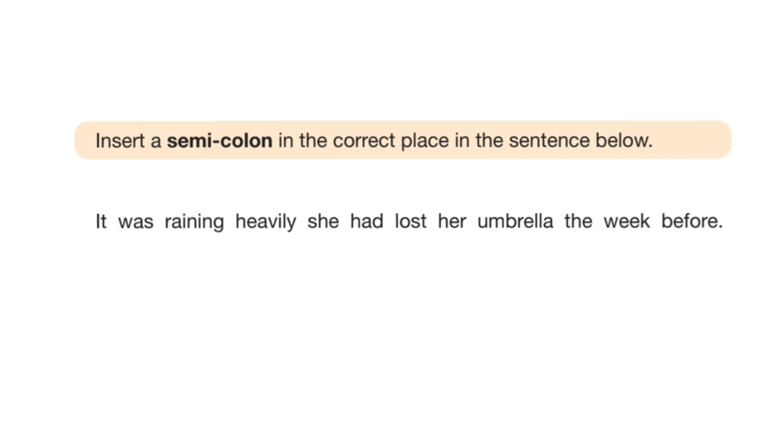And for the last one, why don't you look at this one? Pause it and have a go. Okay, so this sentence: it was raining heavily, she had lost her umbrella the week before. You should have put it after heavily. So, it was raining heavily, makes sense on its own. She had lost her umbrella the week before. Two main clauses, but they are closely linked.